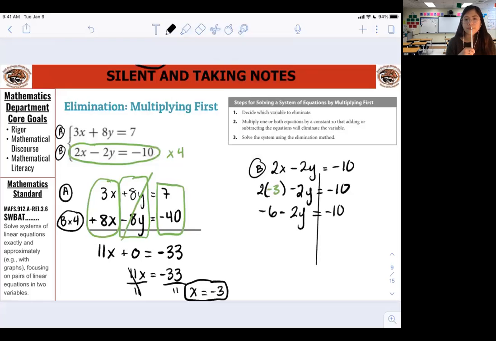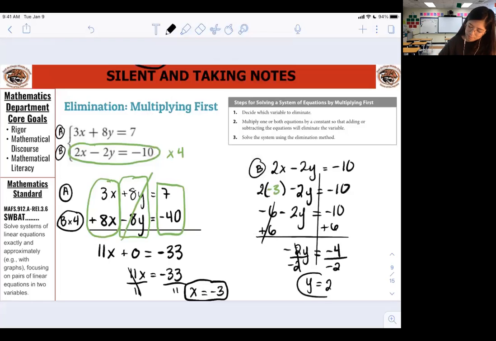How do I go from there? Subtraction. Subtract. Which one? Oh, I mean addition. Add 6. There we go, good. We're going to add 6. Leaving me with negative 2y, and then what's negative 10 plus 6? Negative 4, very nice. Divide both sides by negative 2. What is negative 4 divided by negative 2? Positive 2. And we are done.